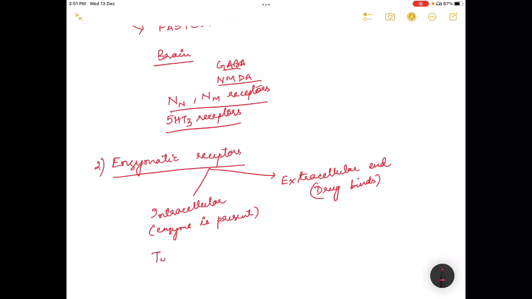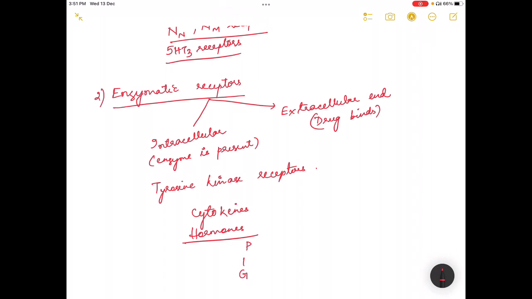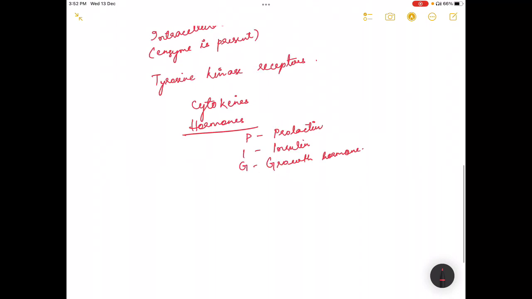These include the tyrosine kinase receptors, and these are present also for the cytokines, then hormones. You can remember like PIG: prolactin, insulin, and growth hormone. So this enzymatic receptors, they can be divided into three types. The enzymatic receptors are of three types. The first with intrinsic tyrosine kinase activity, second no tyrosine kinase activity but have a JAK-STAT protein, and third is guanylate cyclase activity.